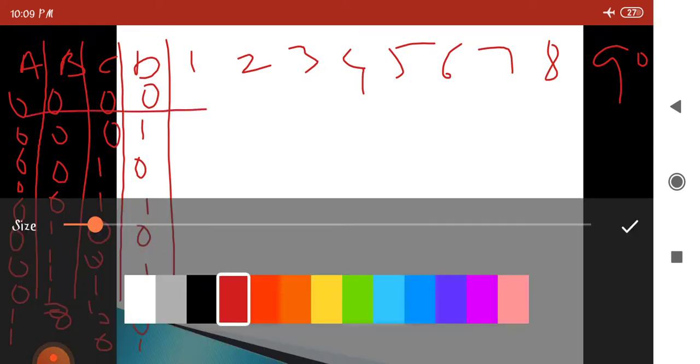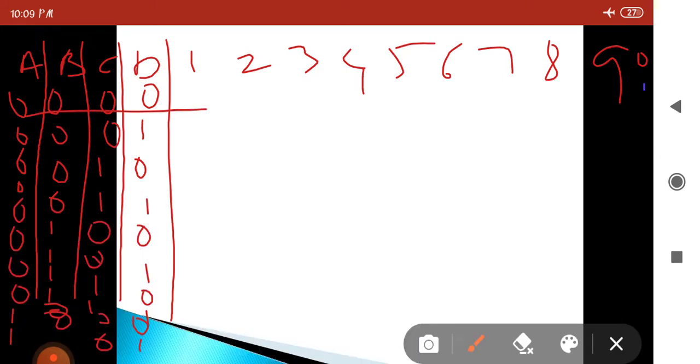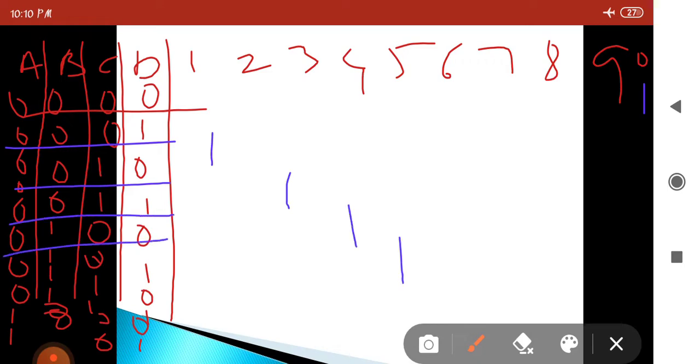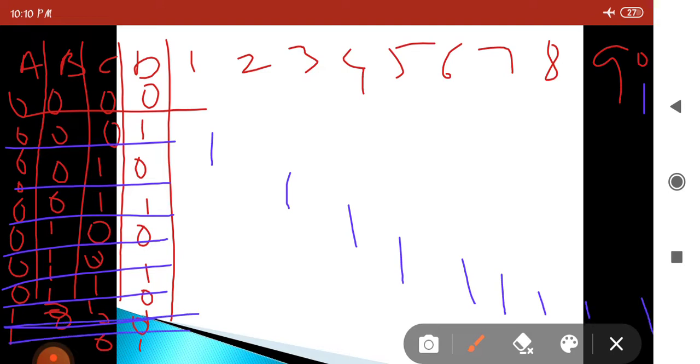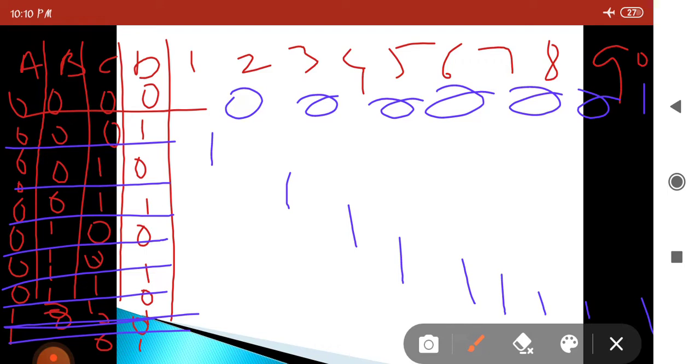Which one is the output will come high for that one? 0 is high, 1 is high for 1, 2 is high for 2, 3 for 3 is high, 4 for 4 is high, 5 for 5 is high, 6 for 6 is high, 7 for 7 is high, 8 for 8 is high, and 9 for 9 is high. The remaining are all 0.